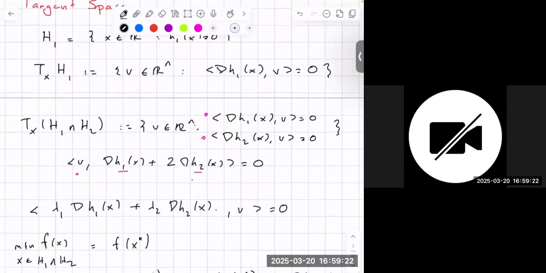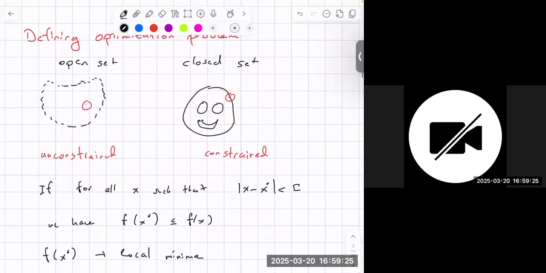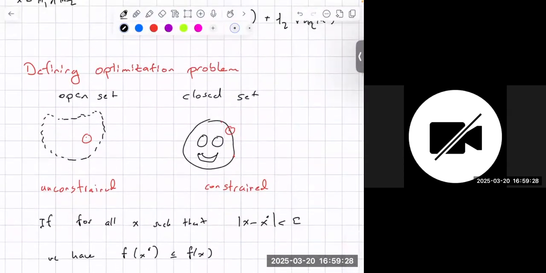Now let me introduce optimization properly. Optimization literature talks about 2 types of problems: unconstrained optimization and constrained optimization. What does unconstrained mean? The domain you're optimizing over doesn't have a strict boundary. It's like an open place. Constrained means you have a closed domain you're optimizing over. Your domain might be this emoji face, and you're trying to find the best spot. So open is unconstrained, closed is constrained.